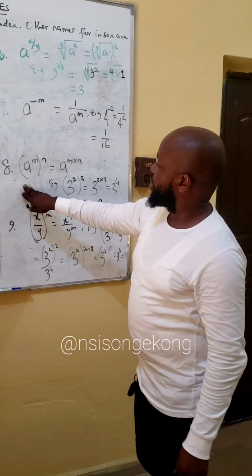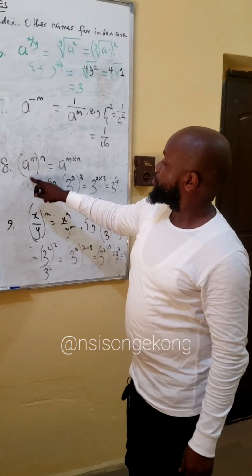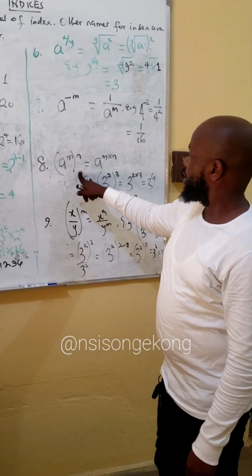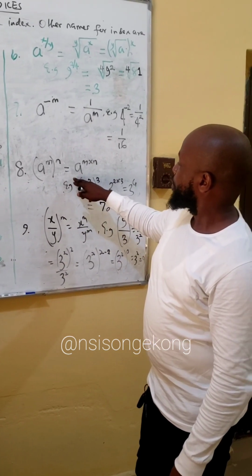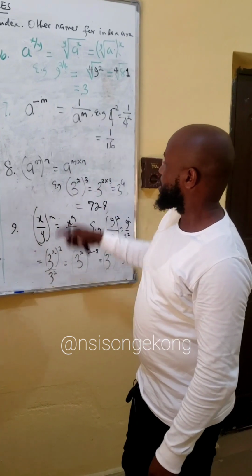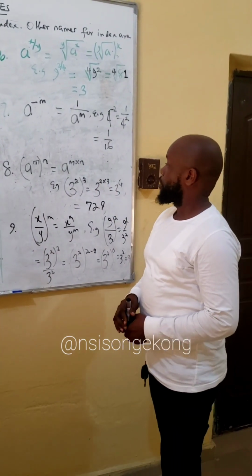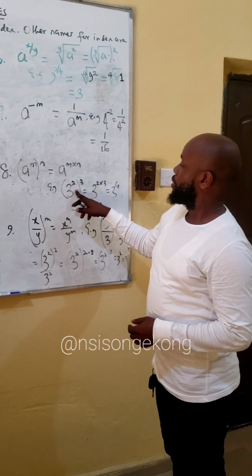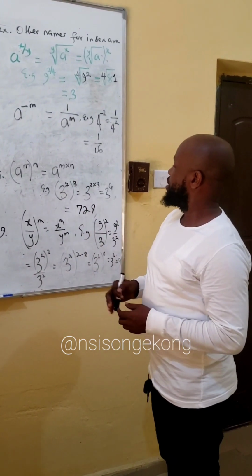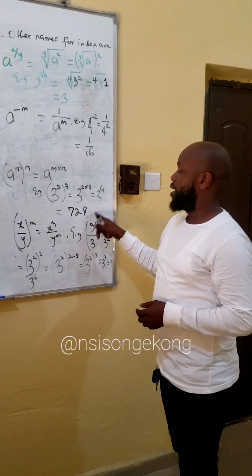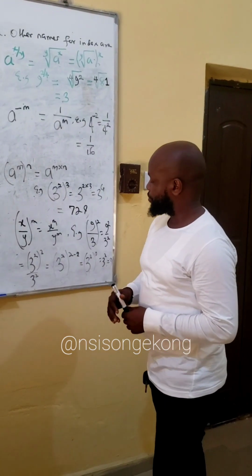So the eighth law says that we have a certain number raised to a power, then raised to another power entirely. We now have a to the power of the former index multiplied by the index that is outside of the parentheses. So we have an example here, 3 to the power of 2, then being raised to another power of 3, the same thing as 3 to the power of 2 times 3, which is 3 raised to the power of 6, and that's 729.